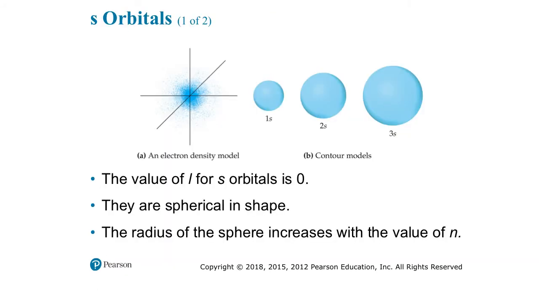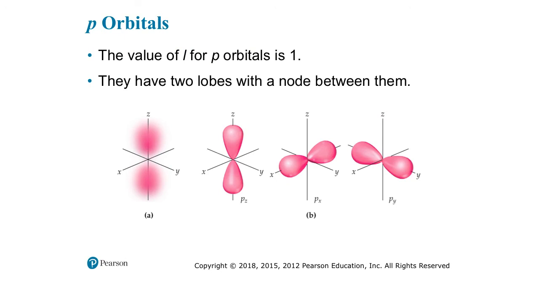Okay, so the s orbital again, 1s, 2s, 3s, just larger orbitals when L is equal to 0, spherical shape. The radius of the sphere increases with the value of n, so the probability of finding an electron is now becoming further away from the nucleus as the n value grows larger. With the p orbital, L equals 1, we get the px, the py, the pz orbitals, so 3 p orbitals aligned in all 3 directions of our axes.